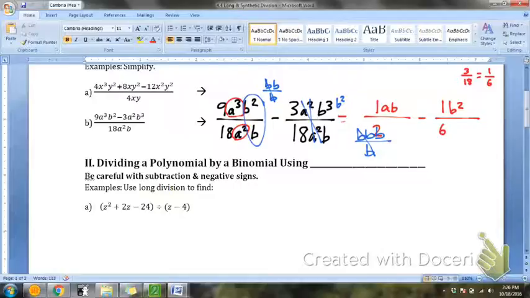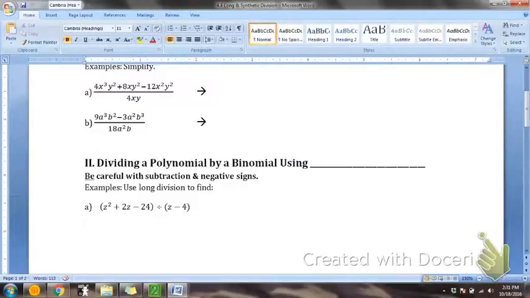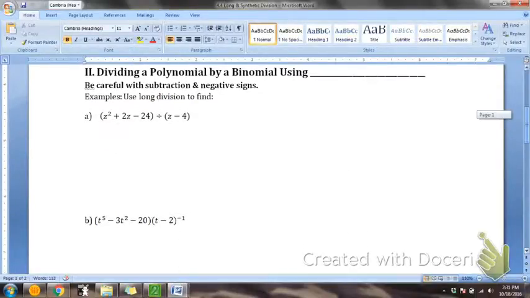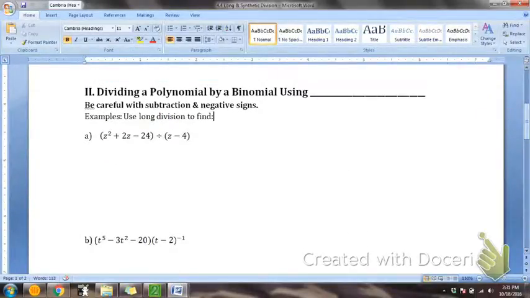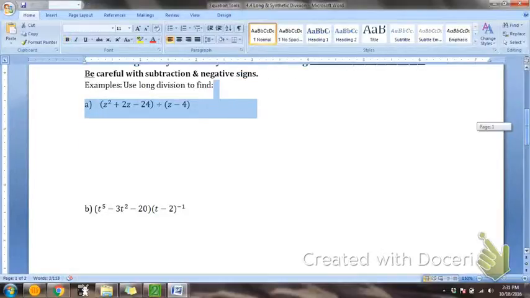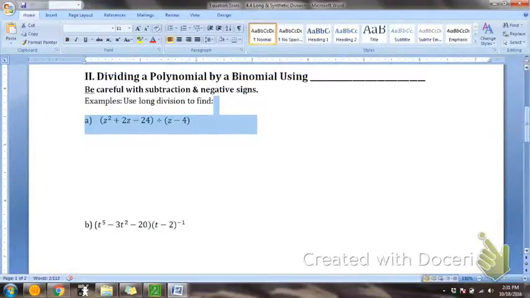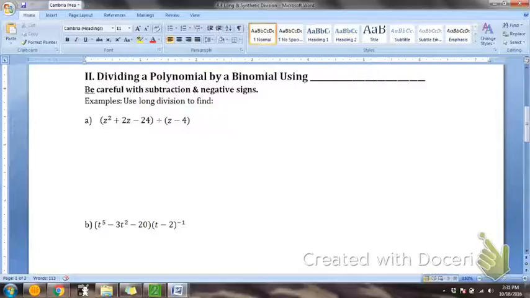All right, so this is what you did in Algebra 1. So now in Algebra 2, we're going to take it up a notch, if you will. And we're going to do division with a binomial. You have not done this yet in Algebra 1. We're going to use long division.